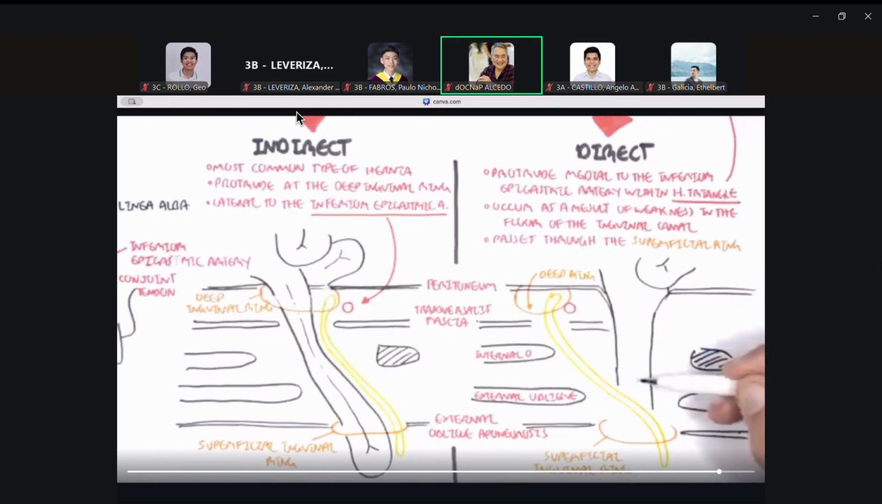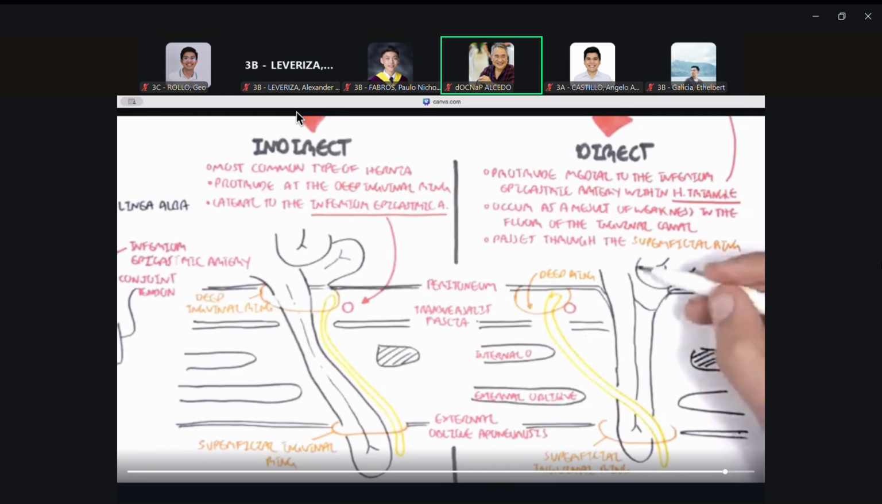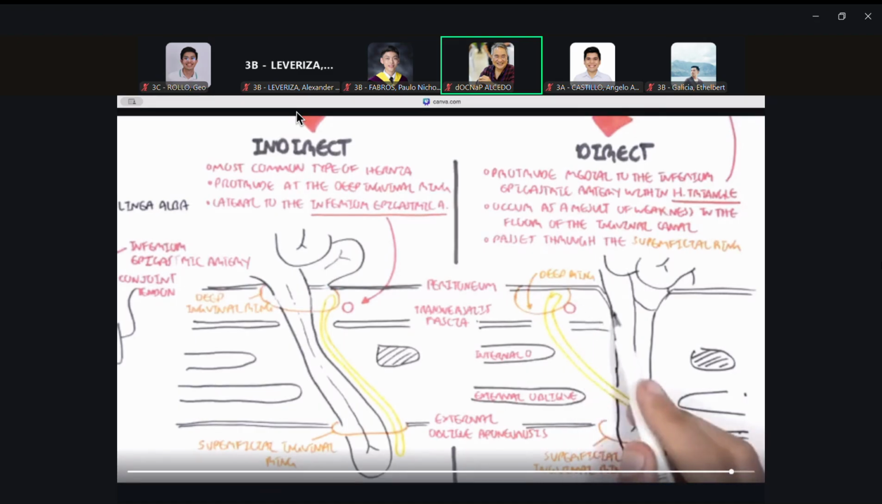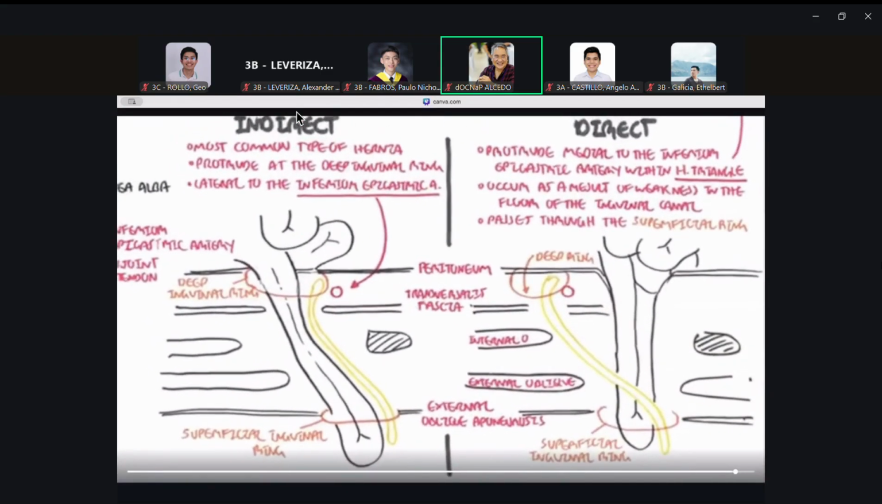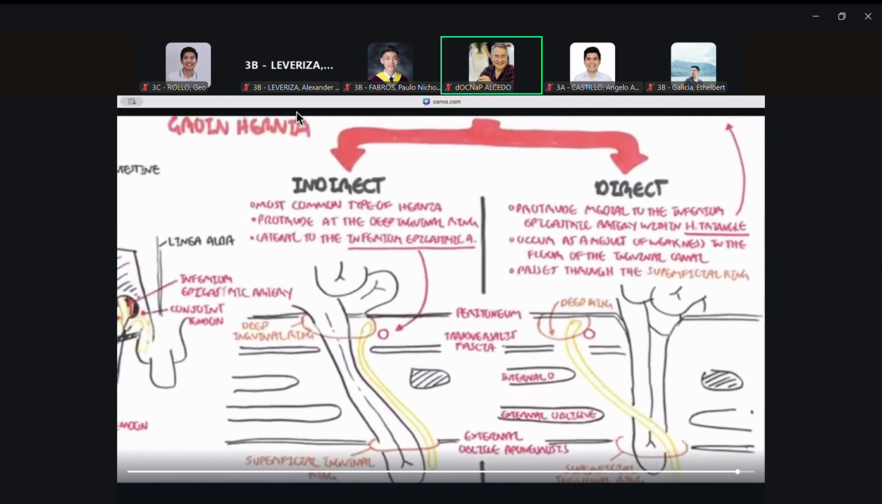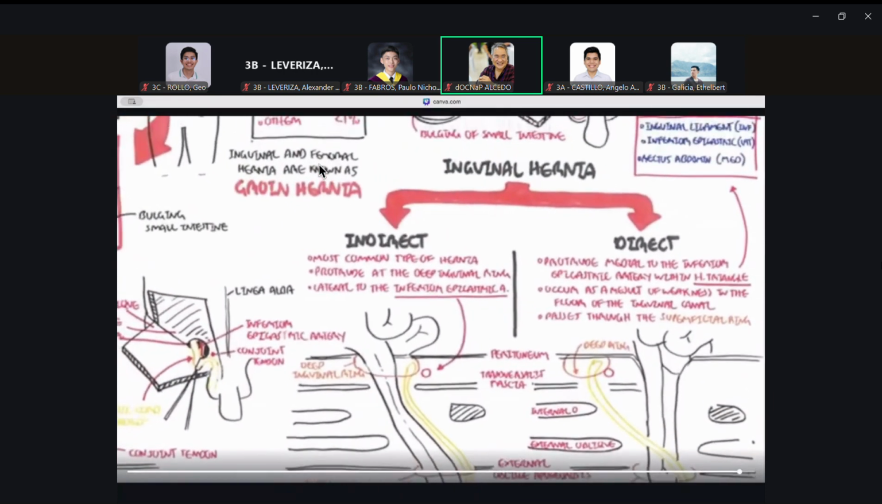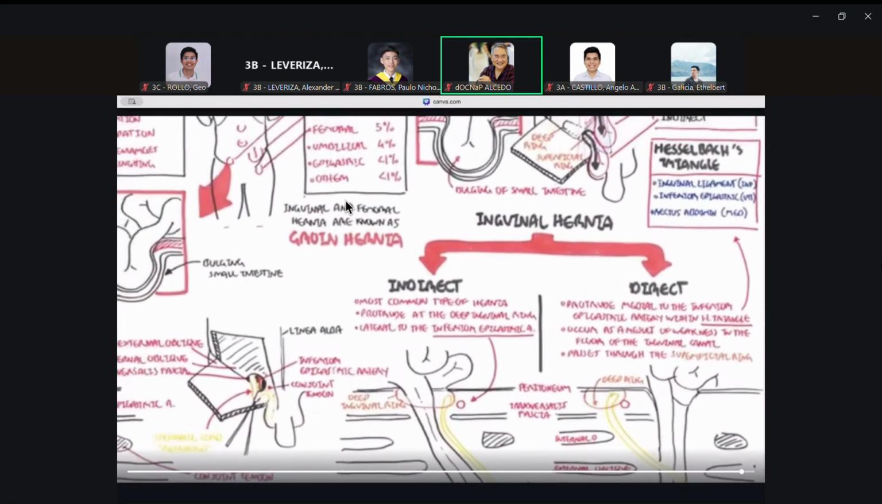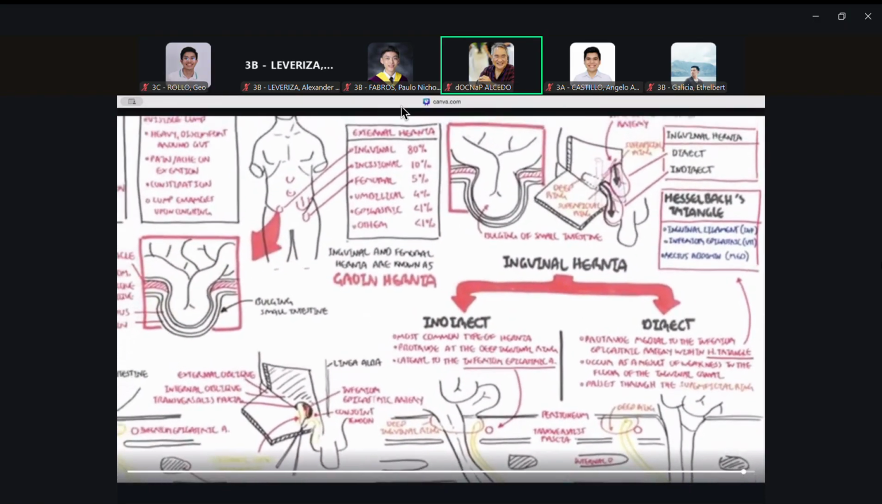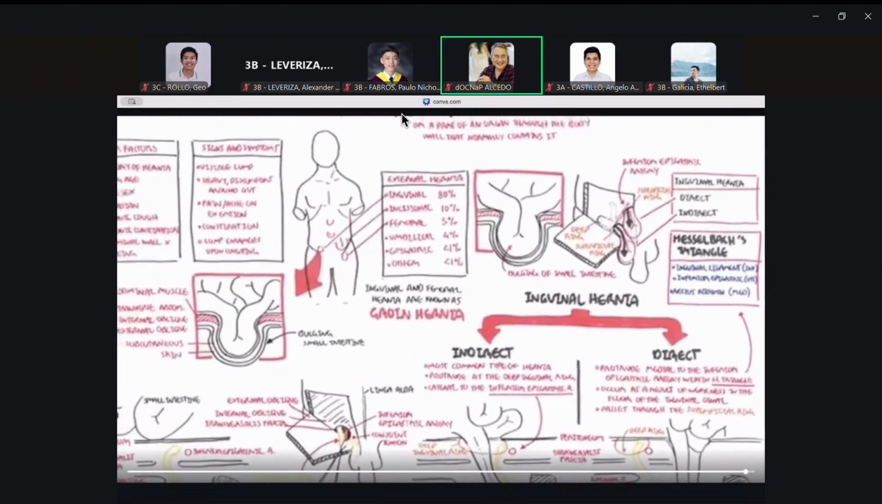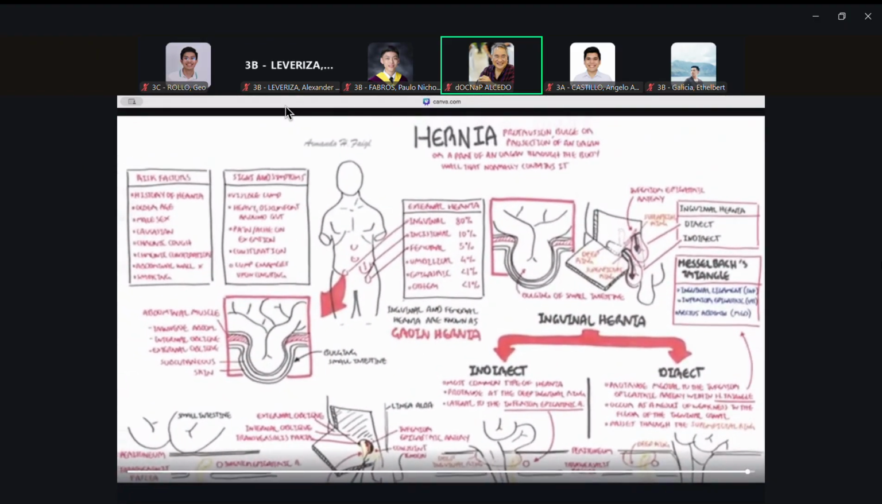So what we see essentially is the intestine will go through these layers, and the intestine will just go through the superficial inguinal ring, medial to the inferior epigastric, and not go in contact with the deep inguinal ring. So again, the direct inguinal hernia occurs medial to the inferior epigastric, and the indirect inguinal hernia occurs laterally to the inferior epigastric. And I hope these diagrams made sense.